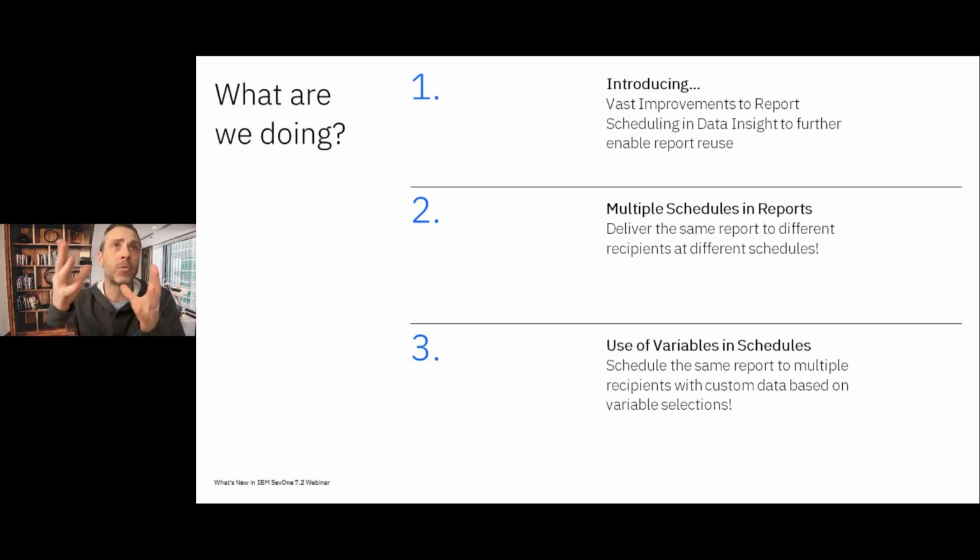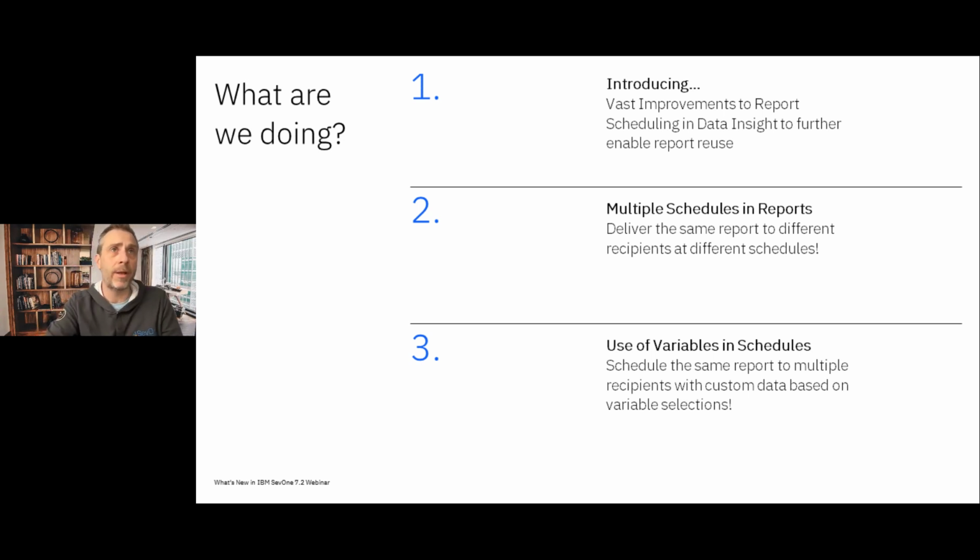But one of the weaknesses is that when you scheduled reports, you could only schedule one report. No real support for the variables. So if you wanted a Chicago report, you're going to have to create a report just for Chicago, schedule it, have it sent out. Same thing for San Francisco, same thing for London. It kind of defeated the purpose.